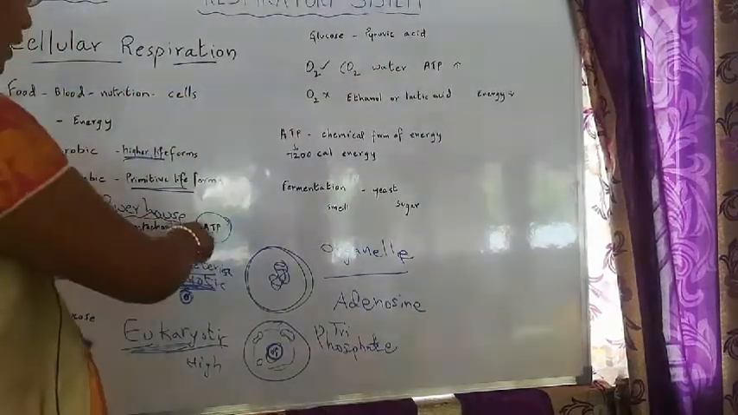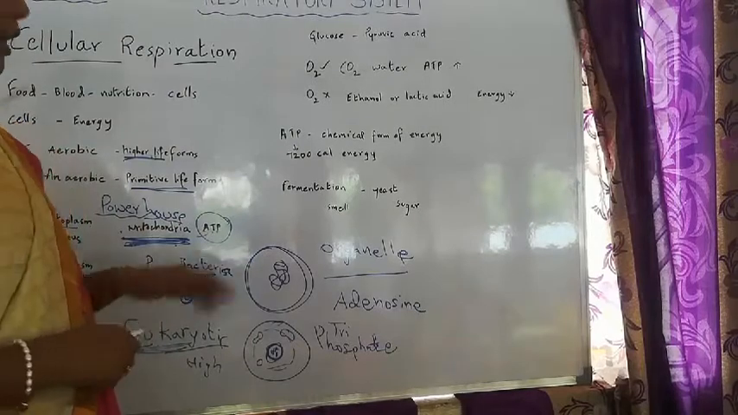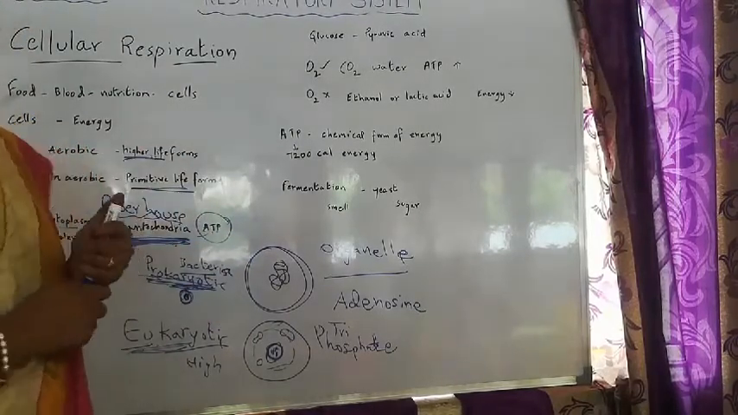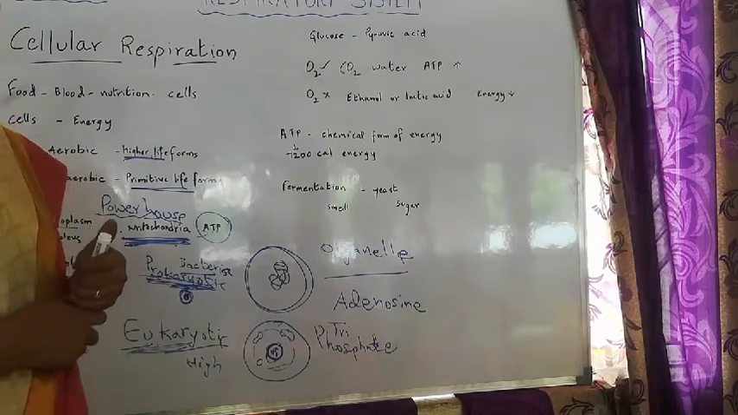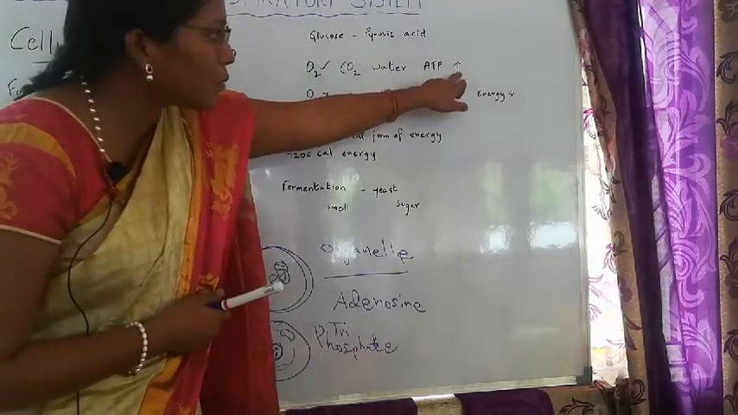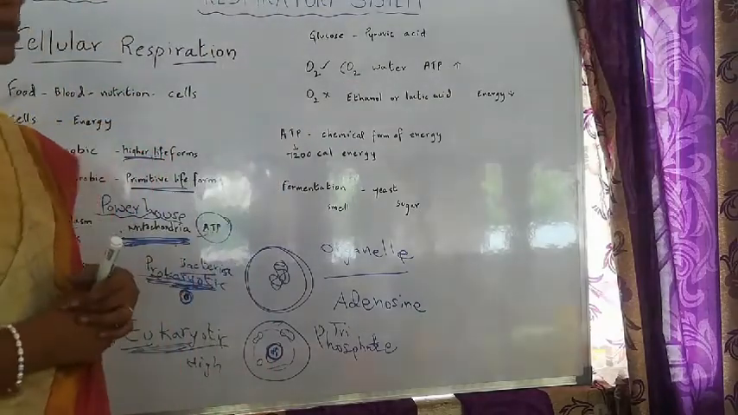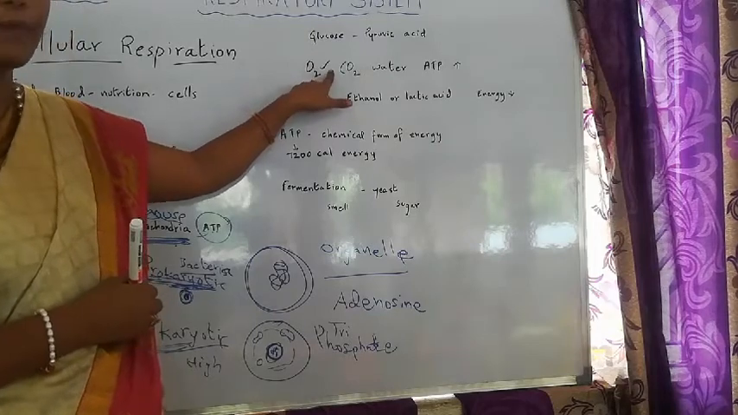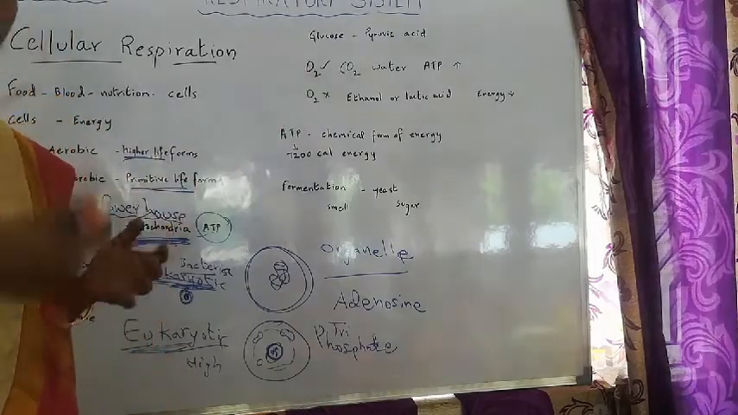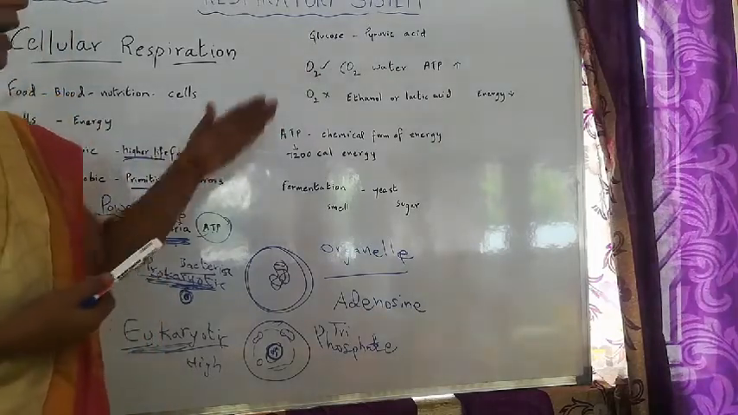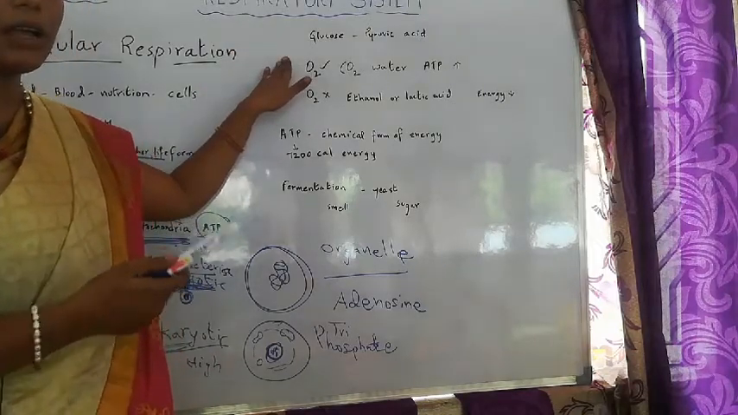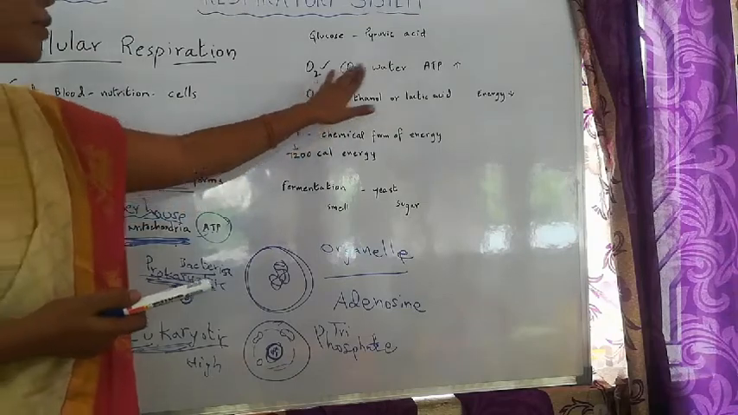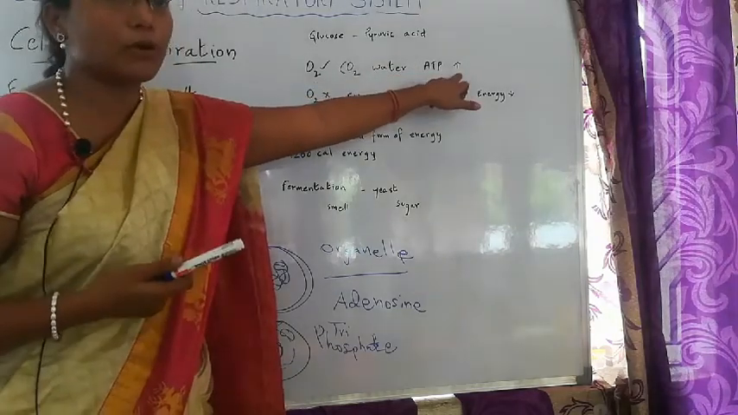Now, ATP, we already know, adenosine triphosphate, the energy currency. In higher organisms, ATP gets stored in mitochondria, the cell organelle. So, why is this arrow mark pointed up? What is the reason? In aerobic respiration, when oxygen is present, there is release of more energy. More energy is released in aerobic respiration when compared to anaerobic respiration. That is why ATP is higher, more energy is produced.